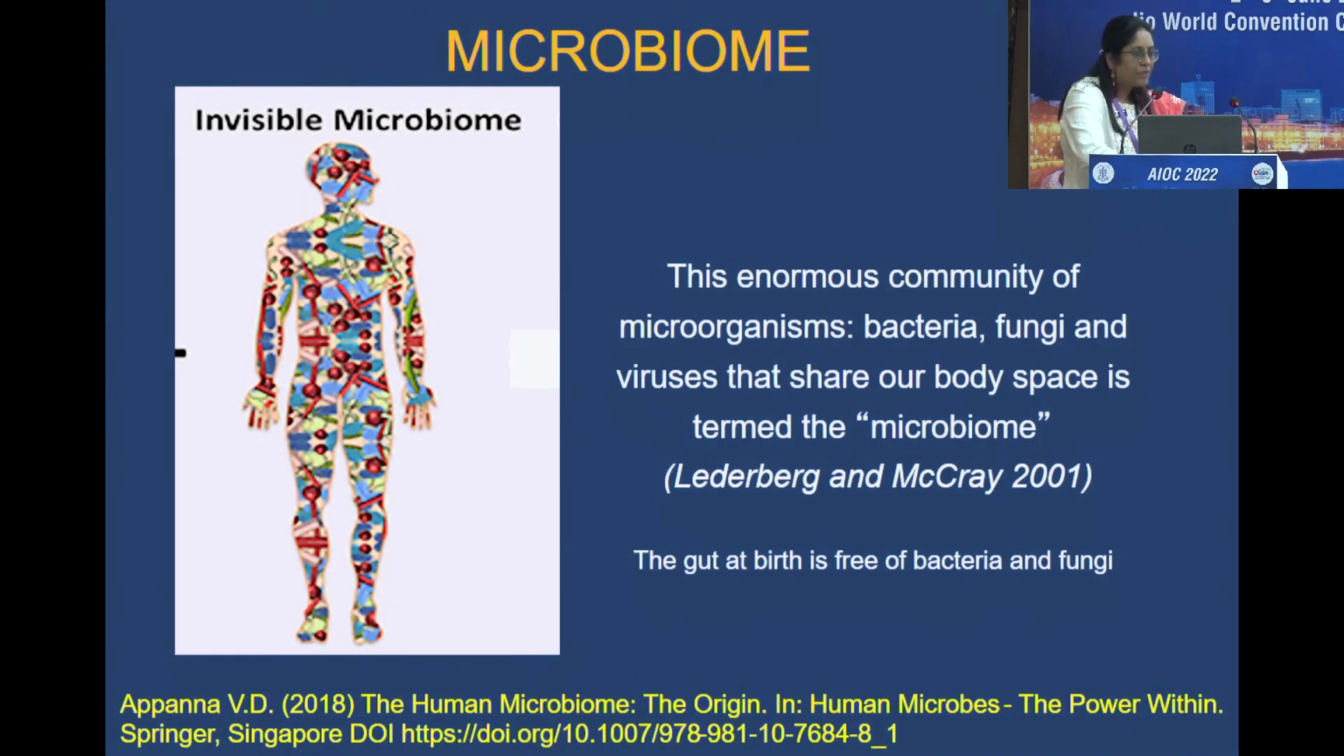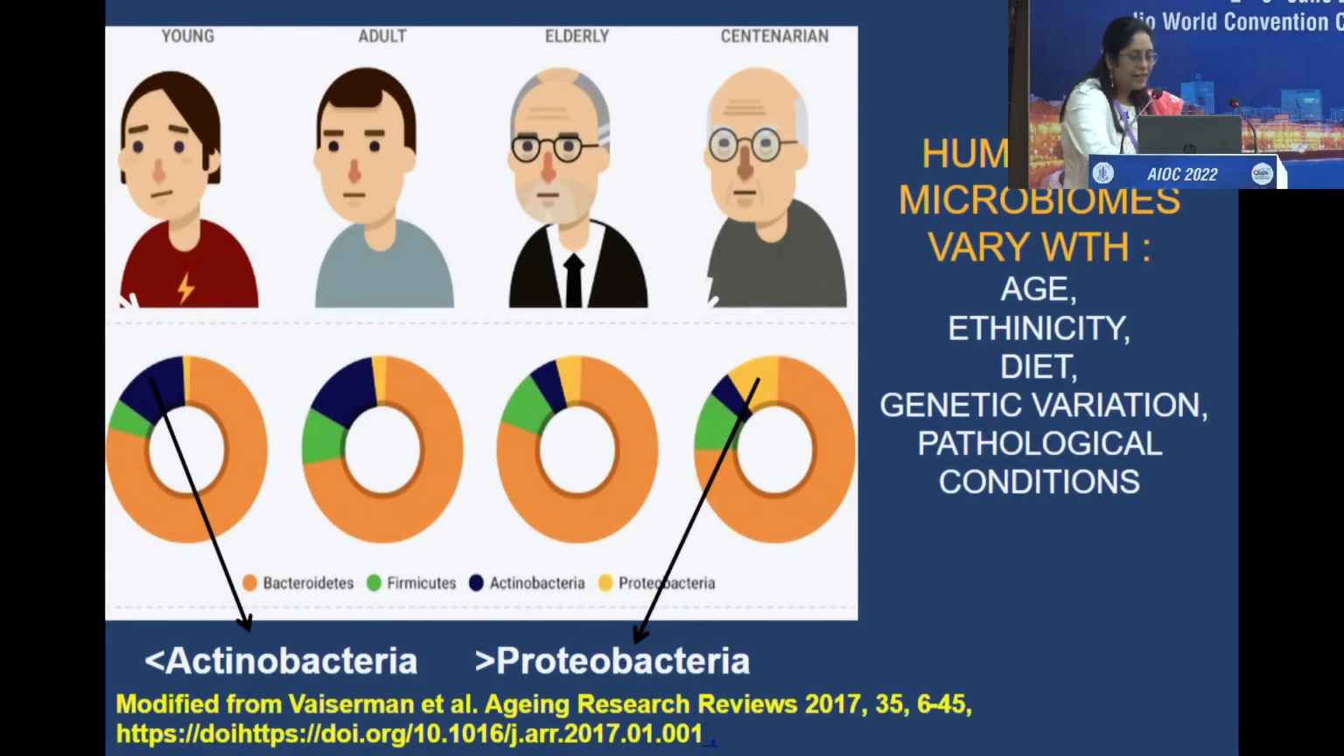The microbiome, because it may be new for some of you here, is the community of microorganisms all put together, which are termed the microbiome. The gut at birth is sterile, but very soon it gets populated by the normal commensals of the gut, and this is what keeps us going, in the sense that it varies with age, ethnicity, diet, genetic variation, and then there are pathological conditions. In young people we see more actinobacteria, and in elderly individuals more proteobacteria.